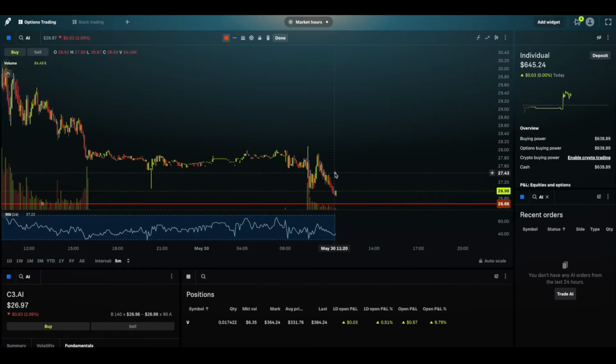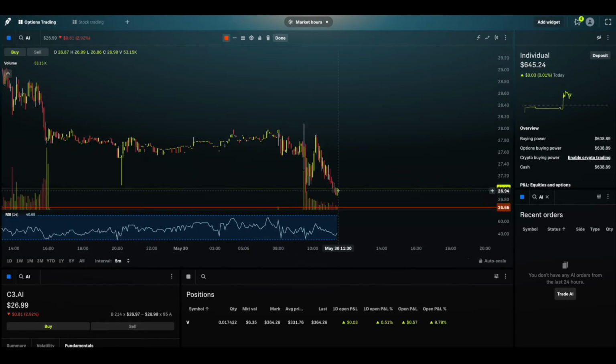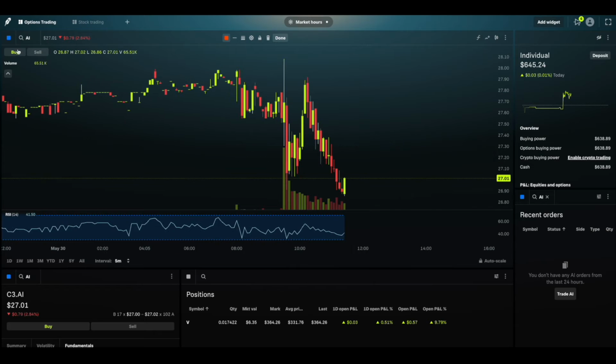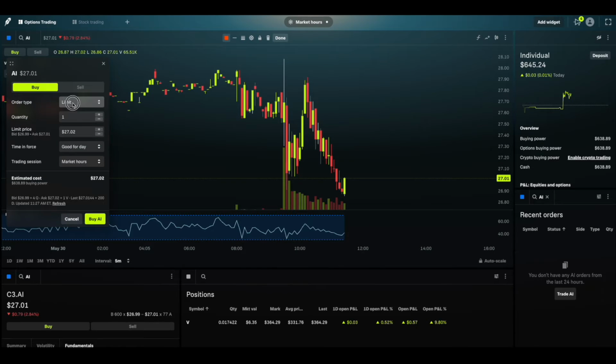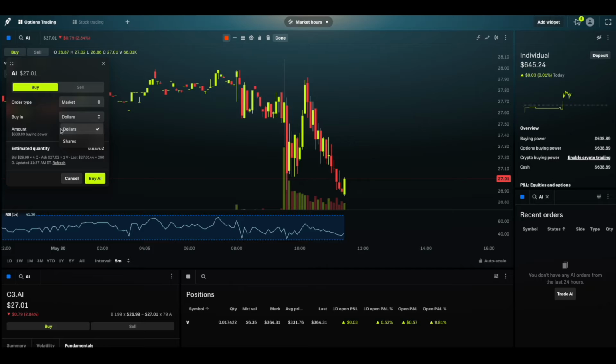So it's always important to be patient with your trades and let the trades come to you. You know, mark the levels that you want. And let's do a trade so you guys can see what this is all about. So we're going to market this. We're going to go all in on this bad boy, 638.